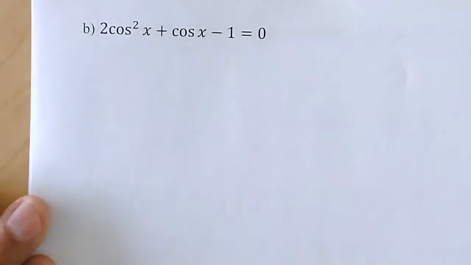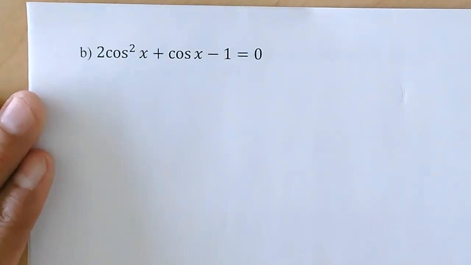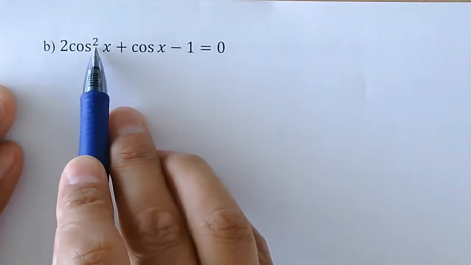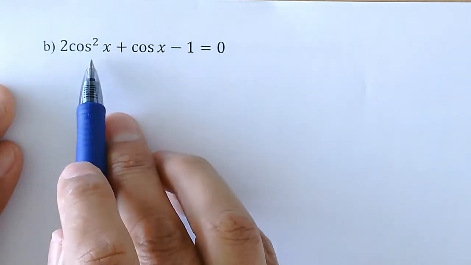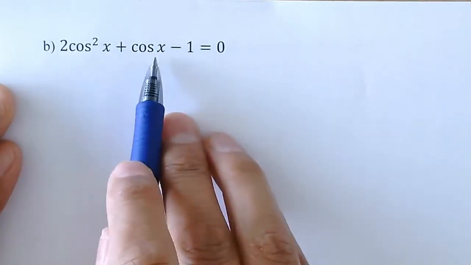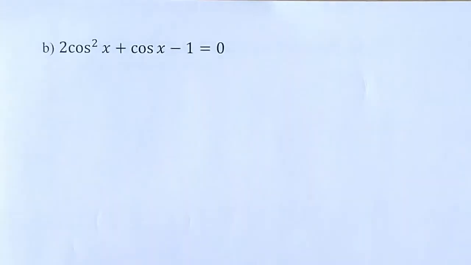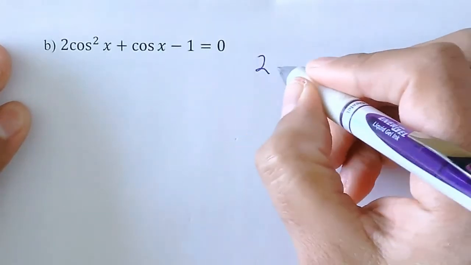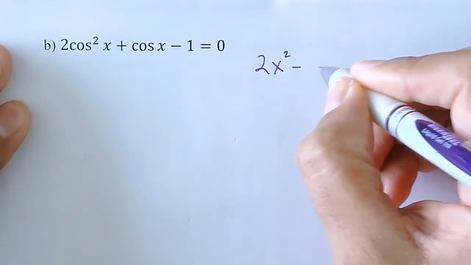Now I have 2 cosine squared x plus cosine of x minus 1 equal to 0. And I want you to think about algebra. This is a quadratic equation because it's a power 2. And we can solve this quadratic equation by factoring. Now I know you probably haven't factored anything with trig functions in it, but you should look at that and think about trying to factor 2x squared plus x minus 1. Because this is algebra.